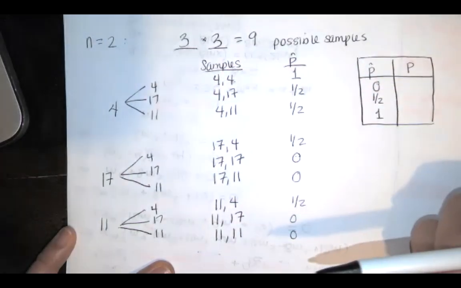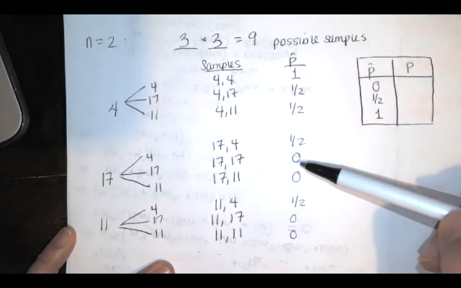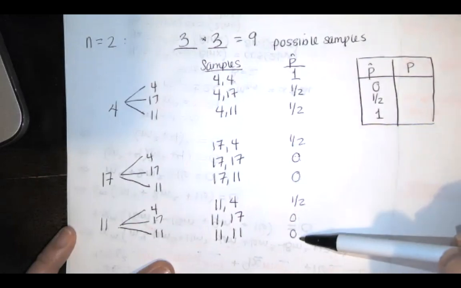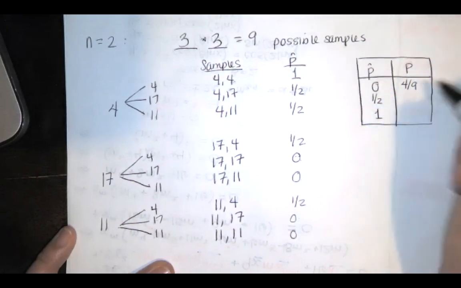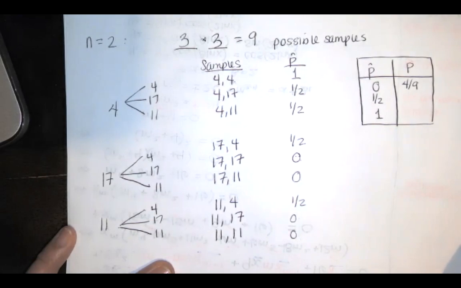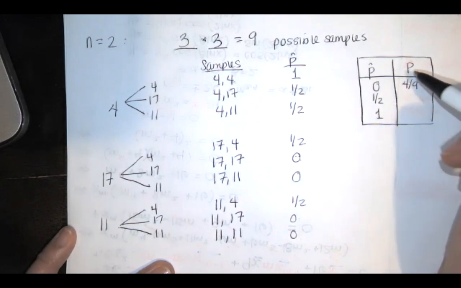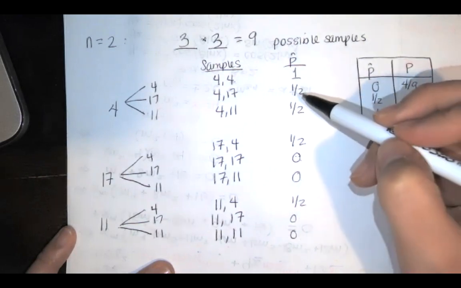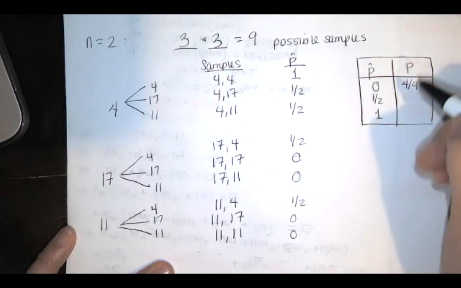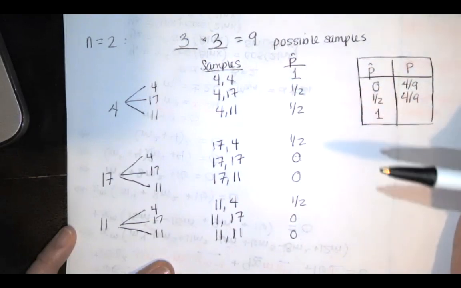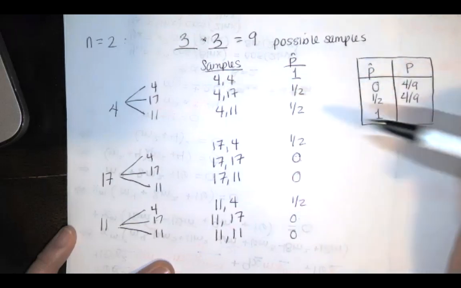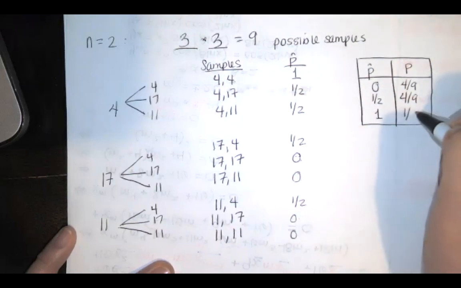And then we want the probability associated with each of those. Well, there are 9 different outcomes, 9 different samples here, and 4 of those give us 0. So 4 out of 9 is the probability that p hat happens to be 0. And then the probability that p hat is 1/2 is, well, I've got 1, 2, 3, 4 of those as well out of 9. And there's only one way out of the 9 ways that we could get a sample proportion of 1. That's if we chose the 4 twice. So that's 1 out of 9 ways.